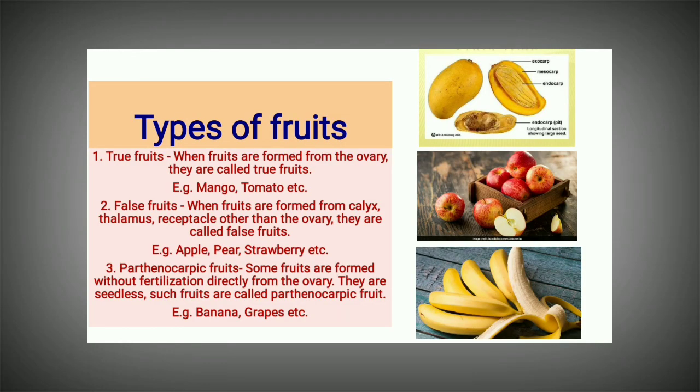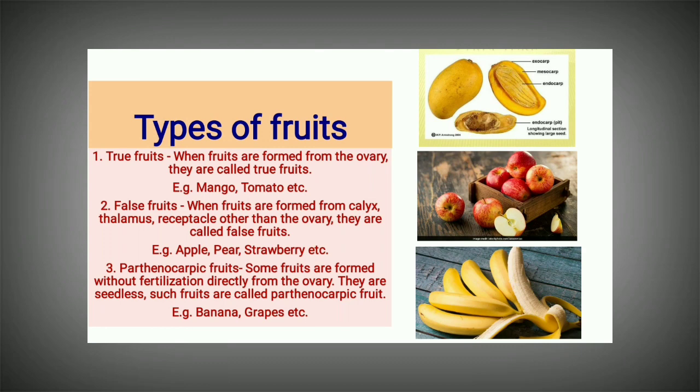There are three types of fruits. The first one is the true fruit. When the fruits are from the ovary after the act of fertilization, they are called true fruit. For example, mango, tomato, brinjal, chili, etc. These are all called true fruits because they are the result of fertilization, and after fertilization when the ovary grows or develops, that type of fruit is called true fruit.